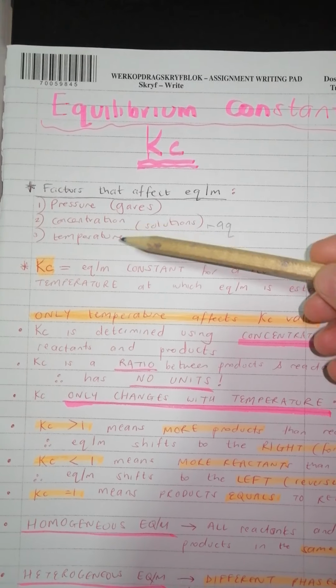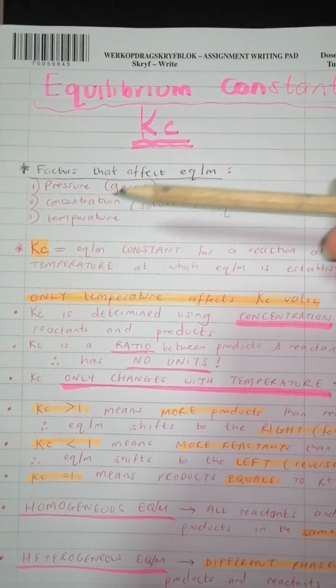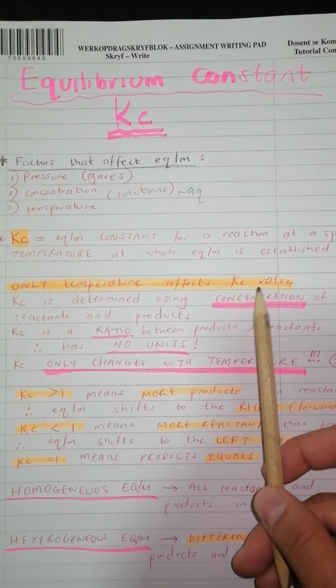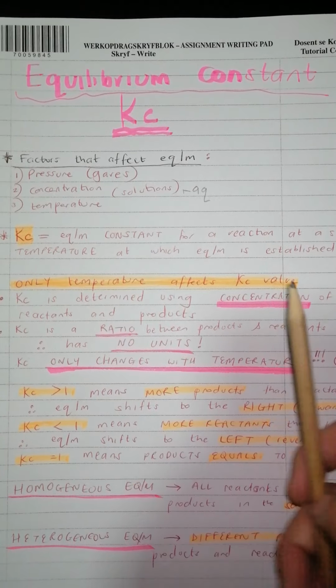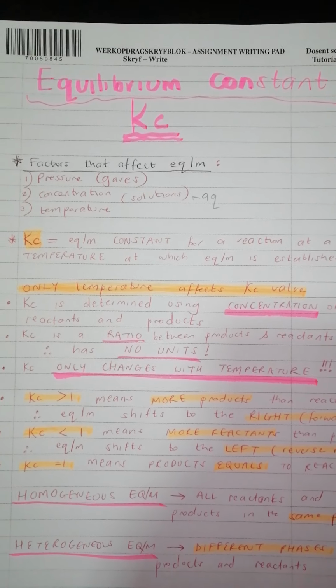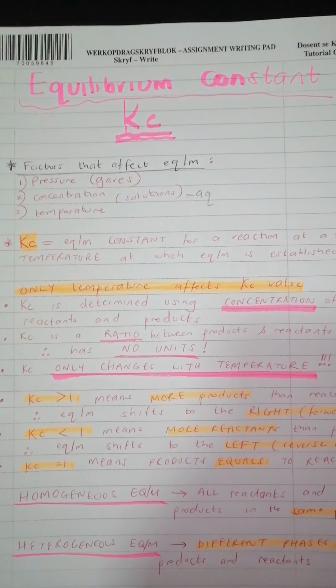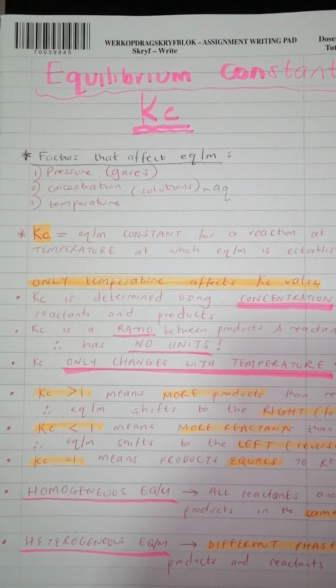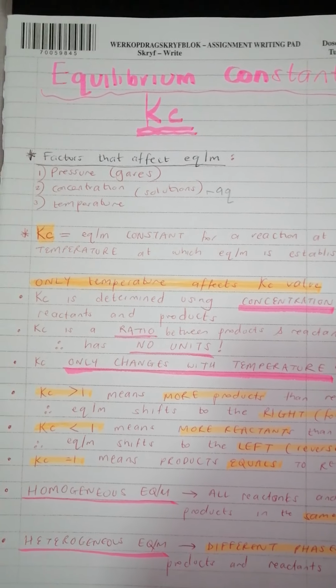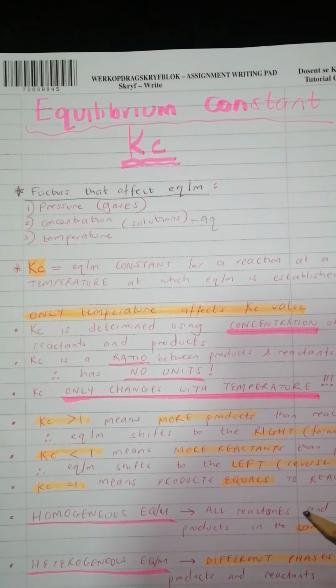Now, even though equilibrium is affected by pressure, concentration, and temperature, the Kc value is only affected by temperature. So the only thing that can change Kc is temperature, nothing else. Not pressure, not concentration, only temperature can change the Kc value. Now, what is this Kc value?